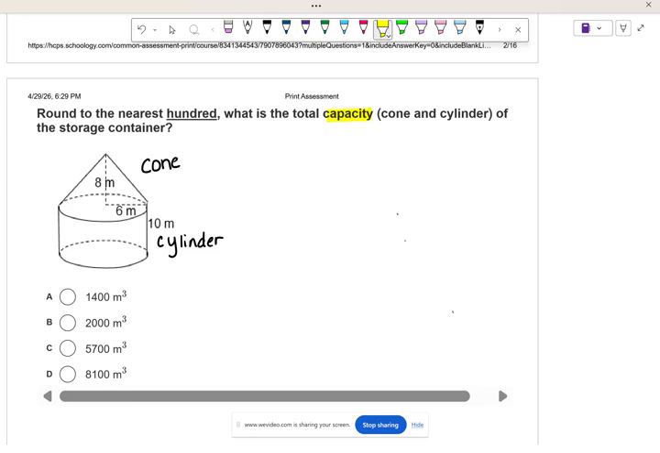Capacity means volume. So we're going to calculate the volume of the cone. The formula for the volume of a cone is 1/3 pi r squared h. We're also going to find the volume, the capacity, of the cylinder down here. The volume of a cylinder is pi r squared h. And once we get these two answers, we're going to add them together and then round to the nearest hundred.